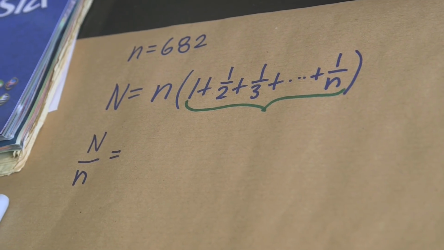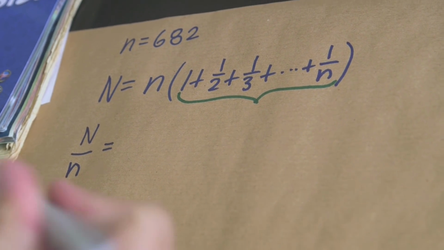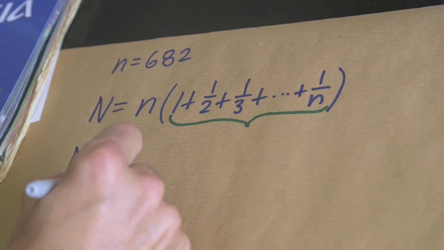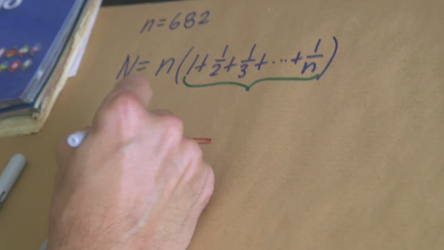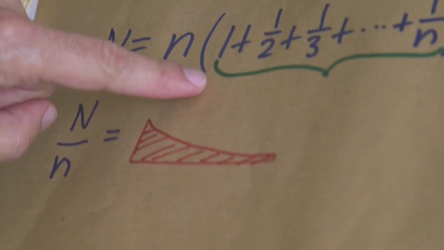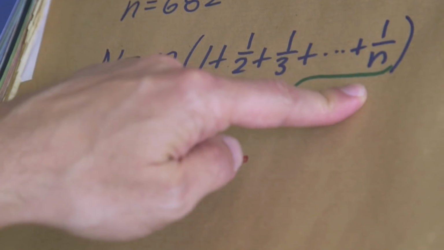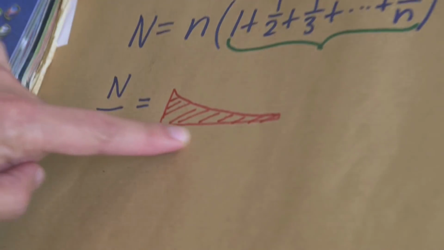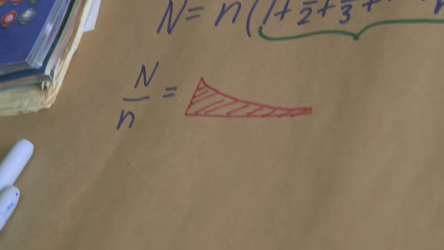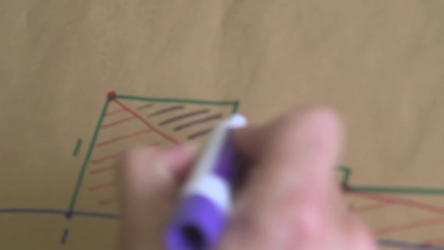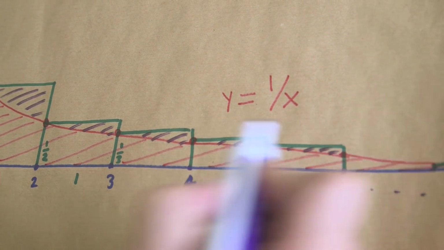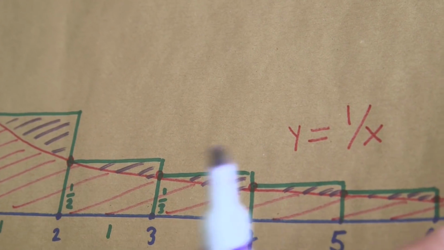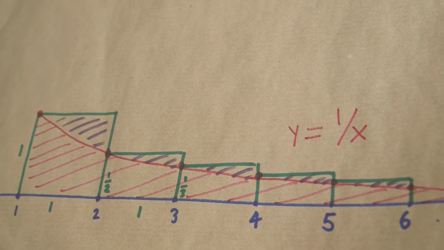And I want to say that it's almost the area of this red shape. So this sum over here is equal to the sum of the areas of these green rectangles. And that's very close to this red shape, but there's some stuff that's missing, right? It's this, and this, and this, and so on. But now, look at these purple pieces. What's the total area of those purple pieces?